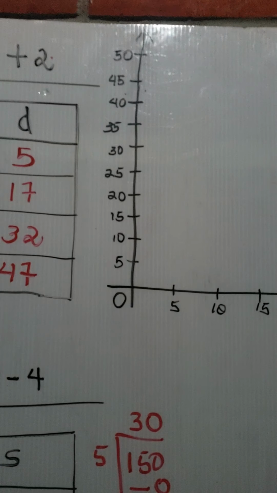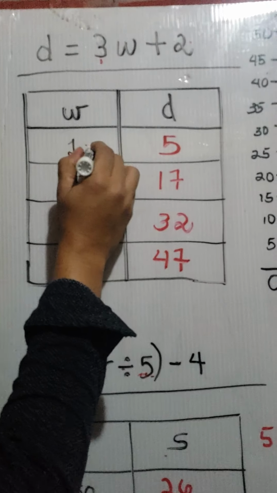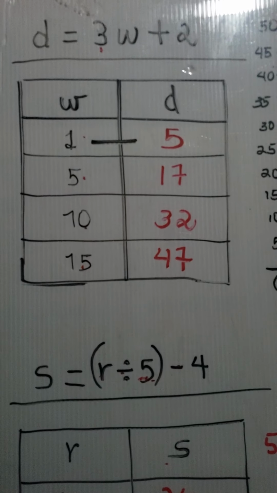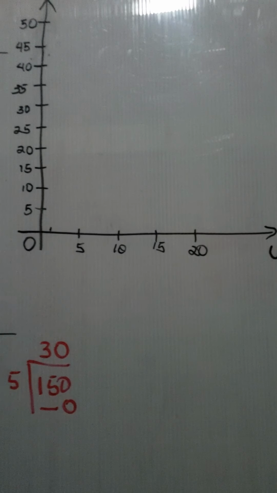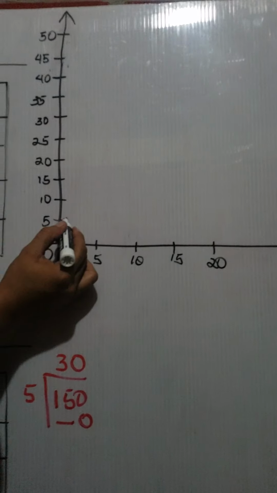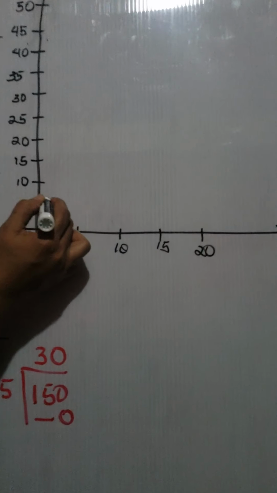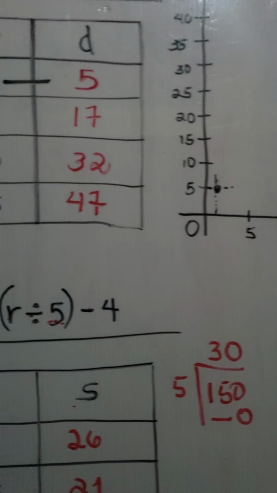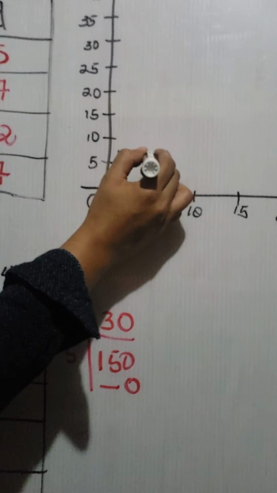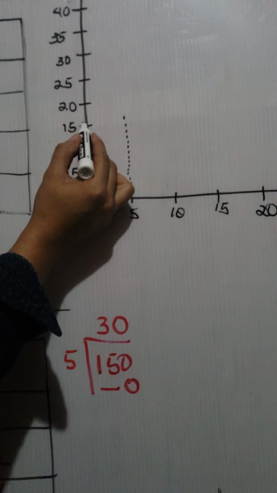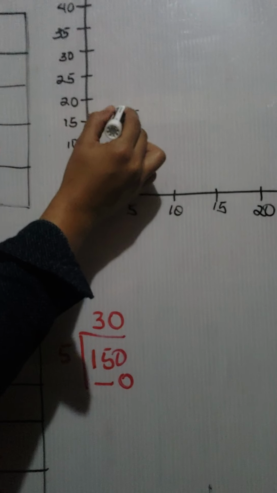Okay, now I'm going to plot the coordinates. The first coordinate pair is 1 and 5. 1 is here. Where is 1? Like over here. And 5 is here. So 1 and 5. This is my first point. Then 5 and 17. 5 is here. And 17 is a little bit farther than 15. Over here.